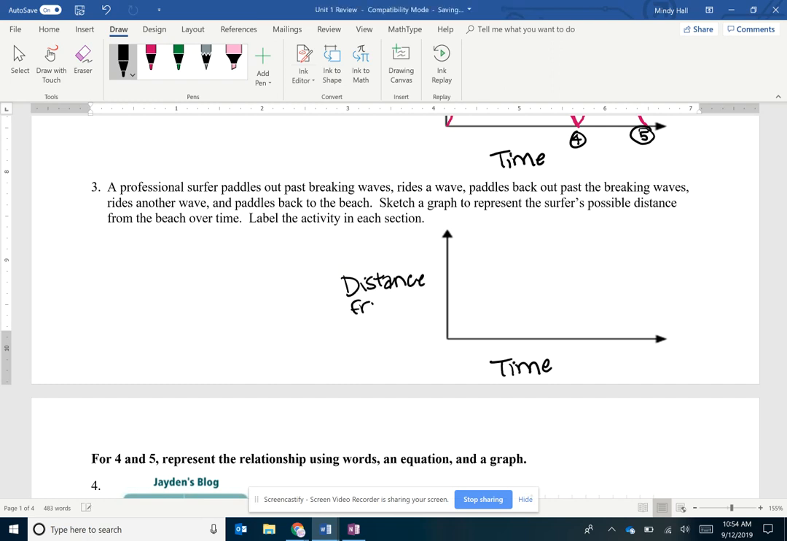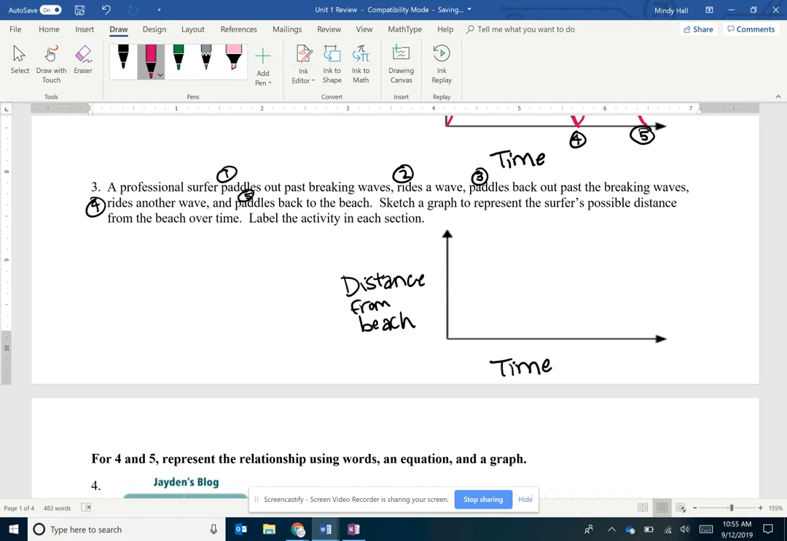So distance from beach. I'm going to number this one like I did. He paddles out past the breaking waves, rides a wave, paddles back out past the breaking waves, rides another wave, and paddles back to the beach.